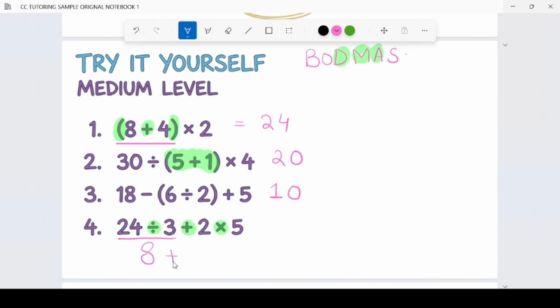8 plus 2 multiply by 5. Now we have to multiply this, because according to BODMAS, 5 ones are 5, 5 twos are 10. I'm just helping you out with all this. So the answer is 8 plus 10, and the answer for this one is 18. Let me just erase it all, and the answer for this one is 18. Now moving forward into another example.